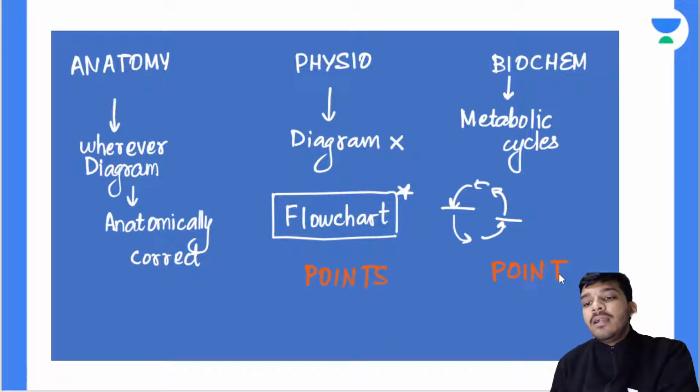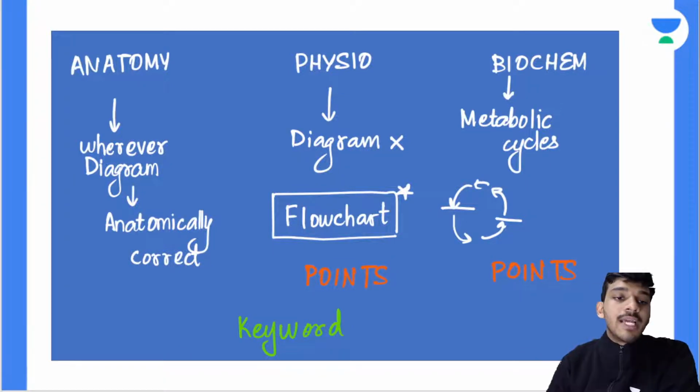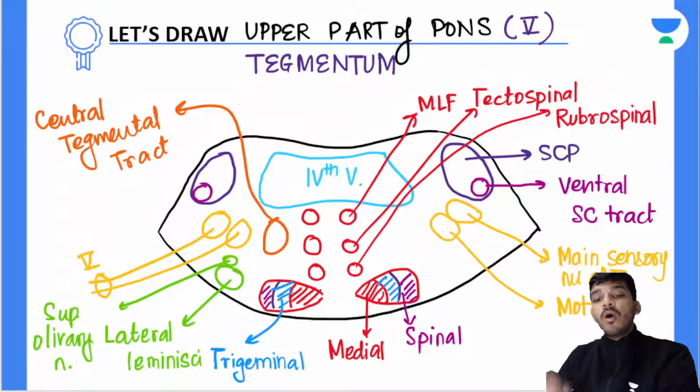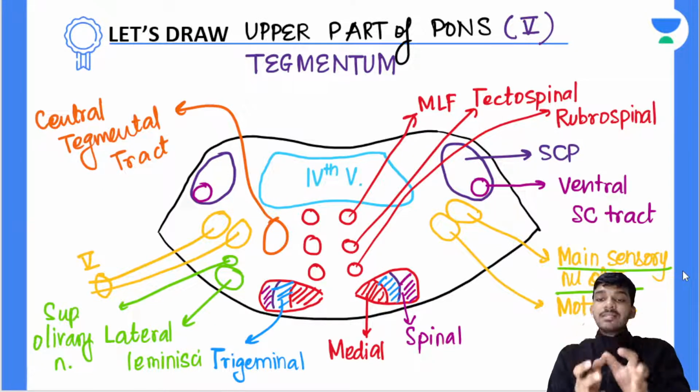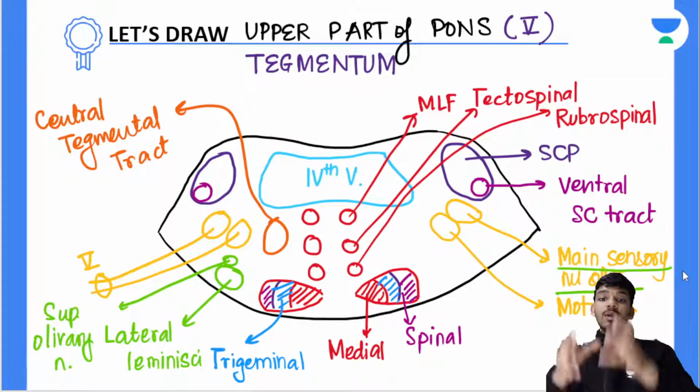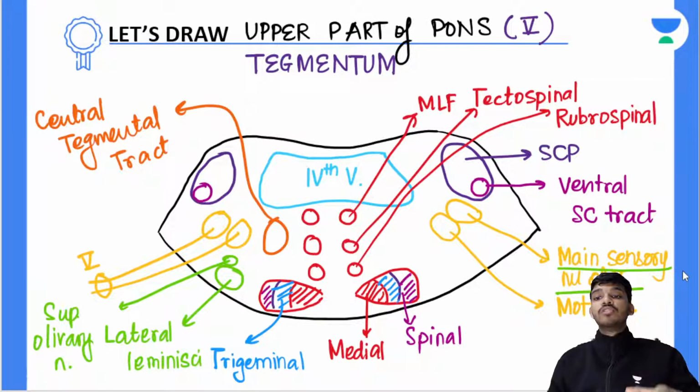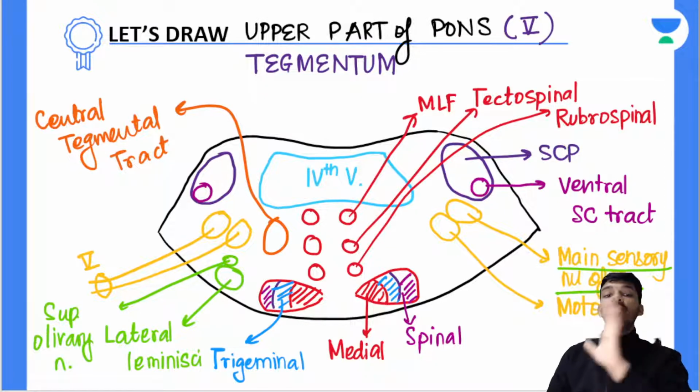Okay. And one more thing, highlight the keywords. Always highlight the keywords. Okay. For example, if you are asked, draw the section of the upper part of the pons, you will always highlight the trigeminal nucleus. The reason is that it is the section at the level of the upper part of the pons, and you can identify it by the presence of the two nuclei of the trigeminal, the sensory and the motor. So that is going to give you more marks.